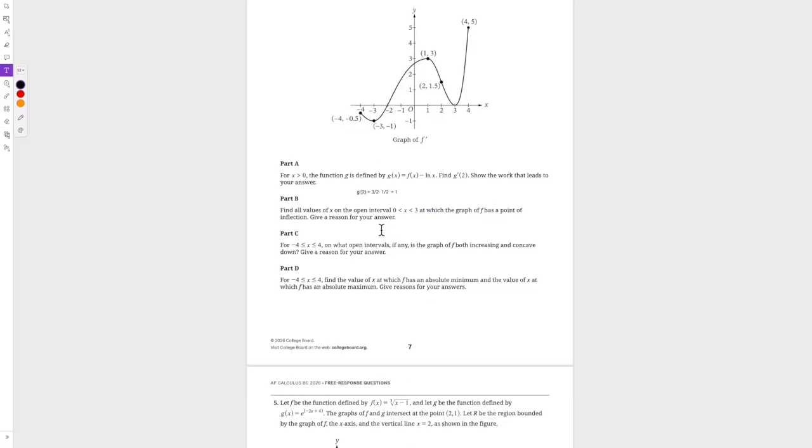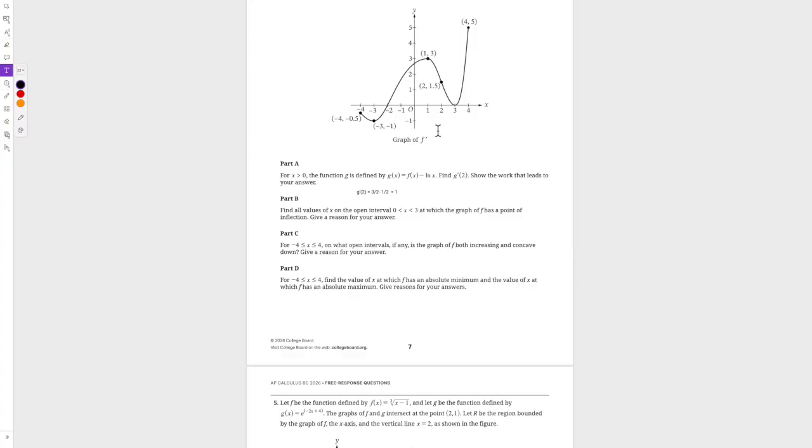Find all values of x from 0 to 3 such that the graph of f has a point of inflection. Now remember what a point of inflection is. A point of inflection is when the graph changes concavity. So it goes from concave up to concave down, or concave down to concave up. And what determines concavity? That's the second derivative. A positive second derivative means concave up, a negative second derivative means concave down.